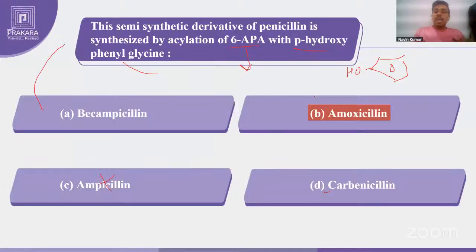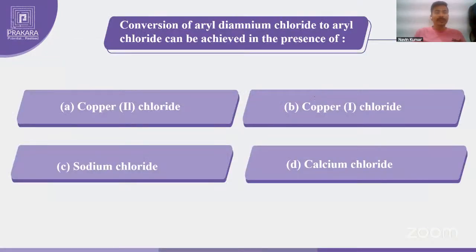So remember how this amoxicillin is synthesized: 6-amino penicillinic acid reacted with para-hydroxyphenyl glycyl methyl ester. So the correct answer will be option B. Now, moving to one of the reactions which is more related to our 11th, 12th question rather than our B5 question.